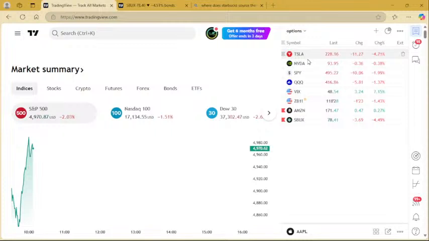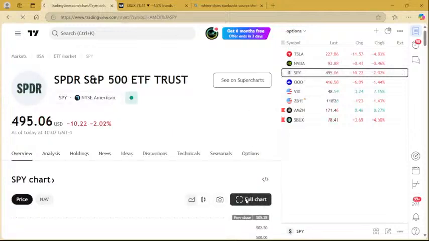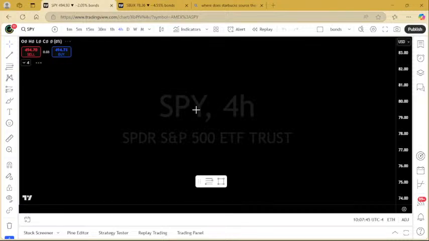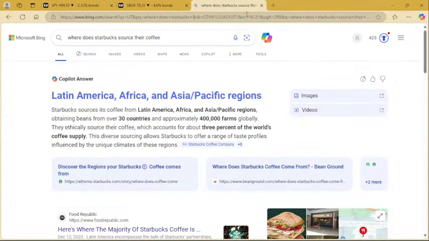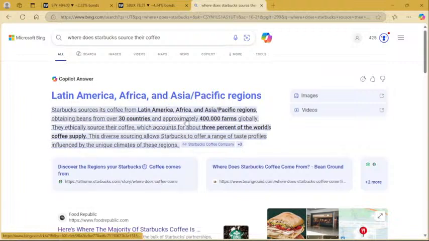But what am I looking for? SPY. Starbucks versus coffee from Latin America, Africa, Asia Pacific regions, obtaining beans from over 30 countries. These guys are getting hit with this tariff.